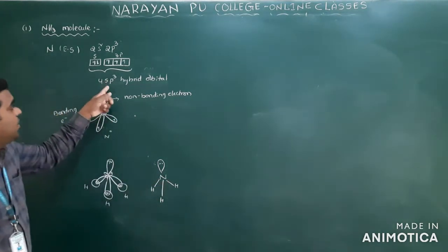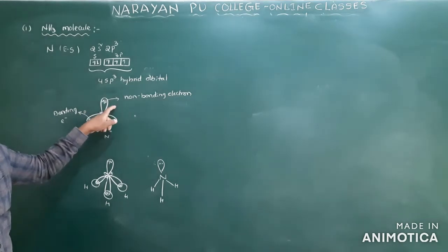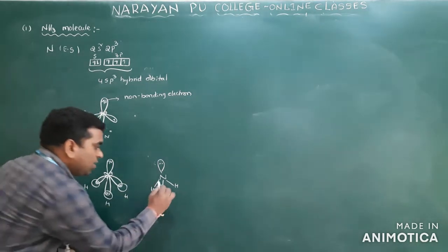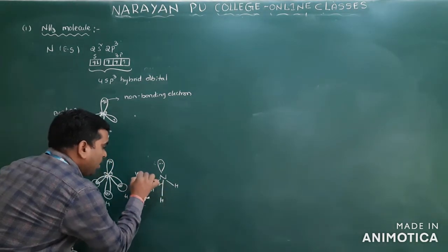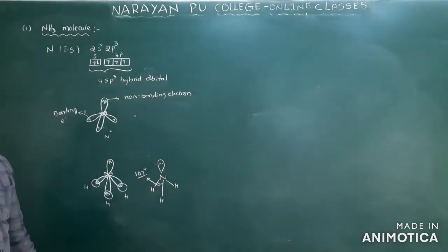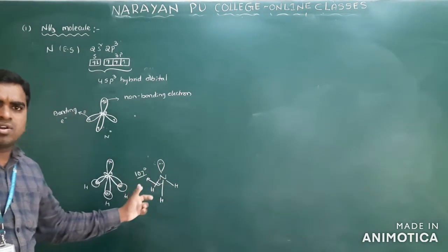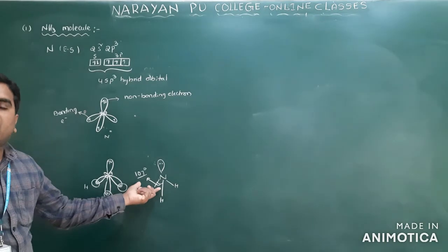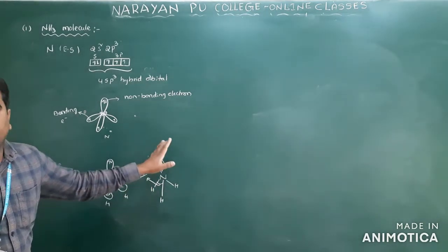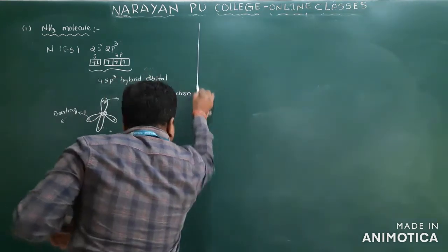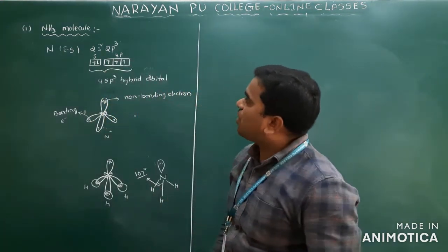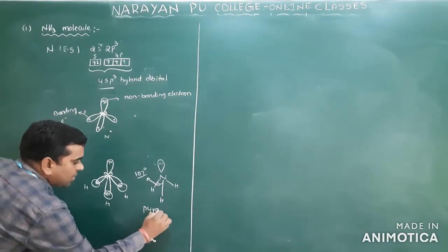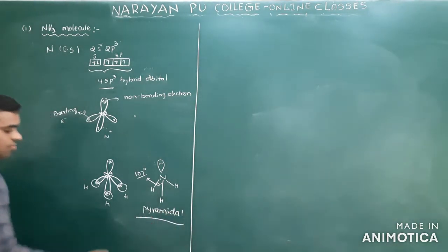Tetrahedral means 4 sp3 hybridized orbitals, and the bond angle should be 109.5 degrees. But what is the bond angle here? 107 degrees. This molecule does not acquire the tetrahedral shape, and the bond angle is not 109.5, because of the presence of the lone pair of electrons. This is the NH3 molecule. What is the hybridization of NH3? sp3. What is the shape? Pyramidal, because of the presence of the lone pair. Clear?